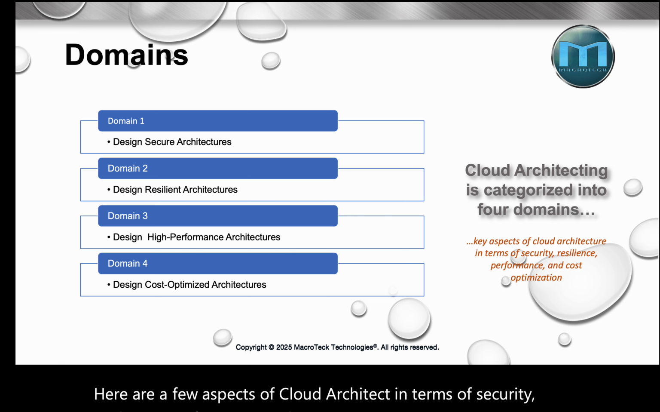Cloud architecting is categorized into 4 domains. Domain 1, design secure architecture, in which you, for example, implement strong identity and access management, IAM, by ensuring the right people have access to the right resources using roles, policies, and multi-factor authentication. Leverage encryption and network security to effectively protect data both at rest and in transit using encryption, secure communication channels with firewalls and VPN.